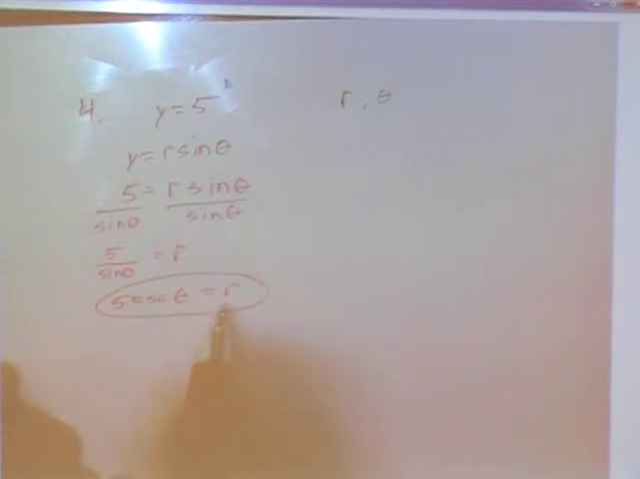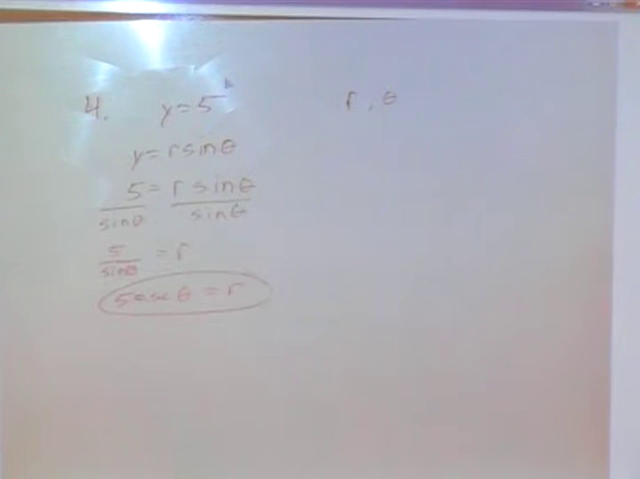Again, notice I don't have any values for r and theta. When I'm looking for the equation, I just want the variables. So I'm just manipulating. There's no calculation here. All right, and then look at number 5.